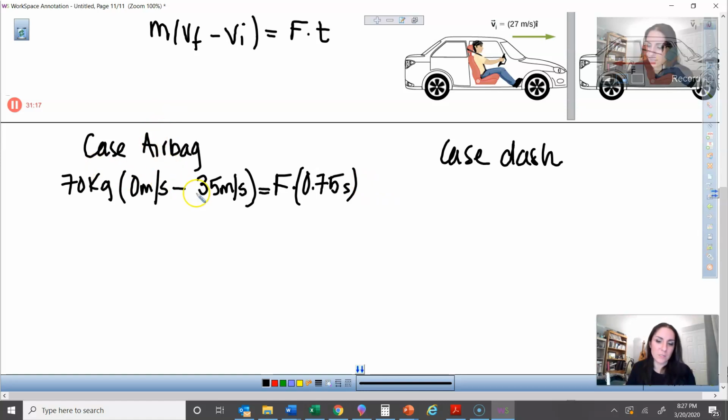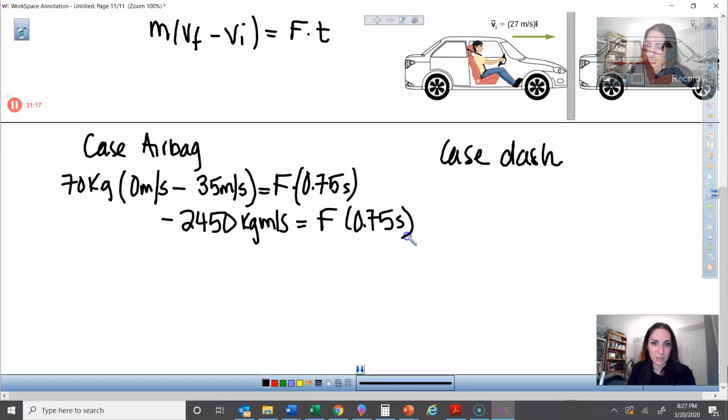So I did this side first. So I get negative 2,450 kilogram meters per second is equal to force times 0.75 seconds. I divide both sides by that. Is negative 3266.67 if I round it, is equal to the force.